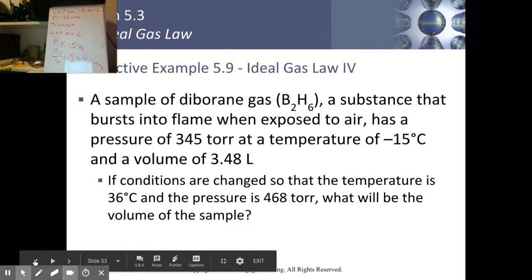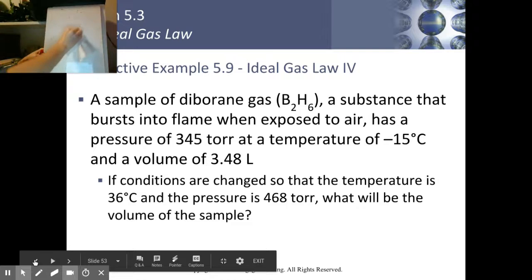So a sample of diborane gas, a substance that bursts into flame when exposed to air, yay, has a pressure of 345 torr at a temperature of negative 15 degrees Celsius and a volume of 3.48 liters. The red does not like to come off of the board, apparently.